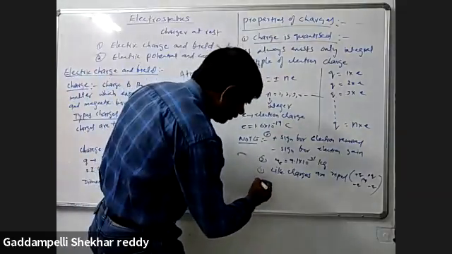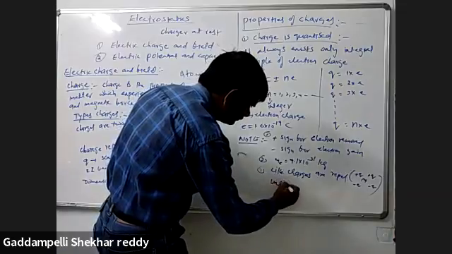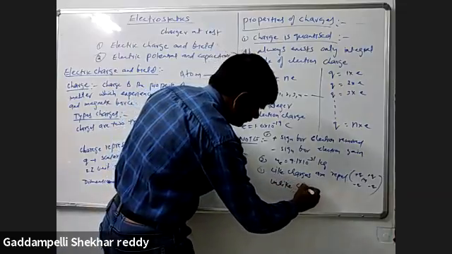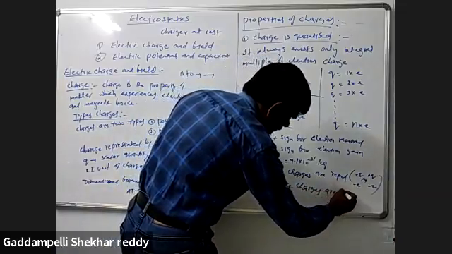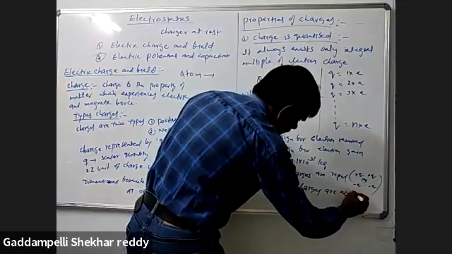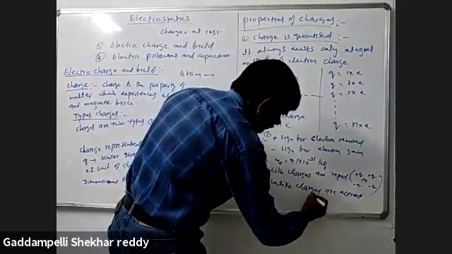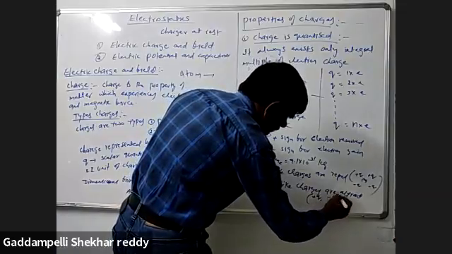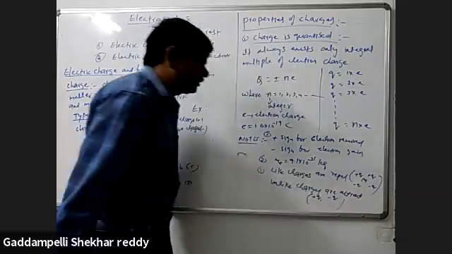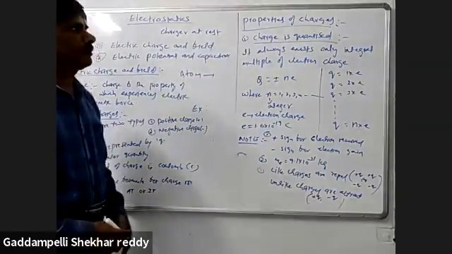Next, unlike charges attract. Unlike charges mean one is plus q and the next one is minus q, or minus q and plus q. These are the properties of charges.